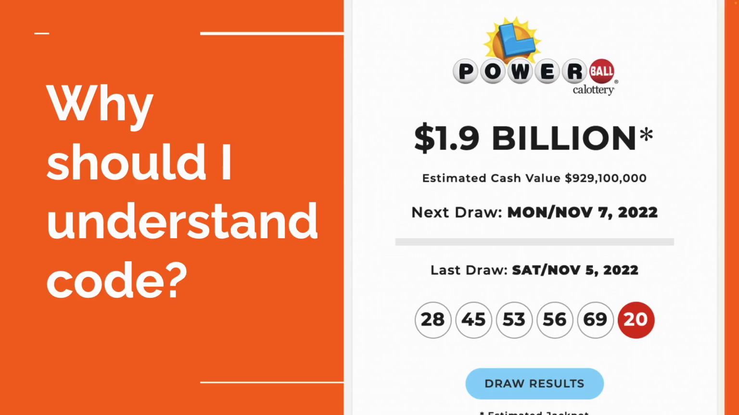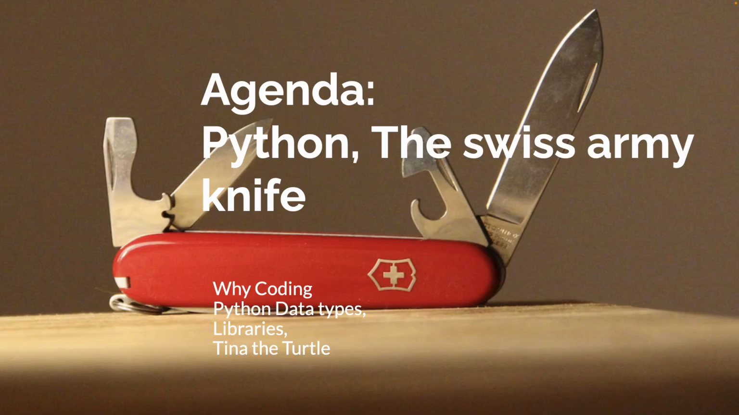Why should I understand code? For example, if you're playing the lottery, you could automate the process of checking numbers to see if you have a winning result. Python is a great introductory language. It's often regarded as a Swiss Army knife of programming because it's versatile, easy to read, and widely used. It's great for back-end development, which focuses on databases and processes that happen behind the scenes of apps and websites.